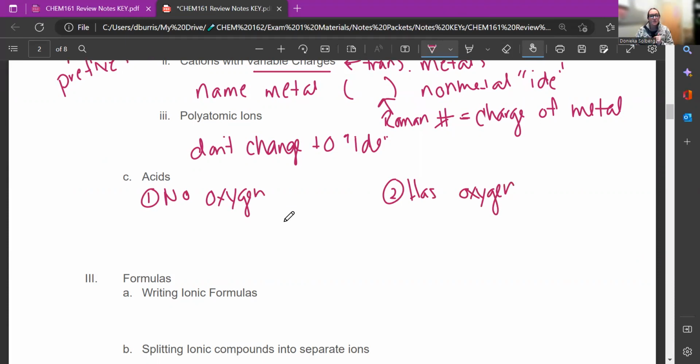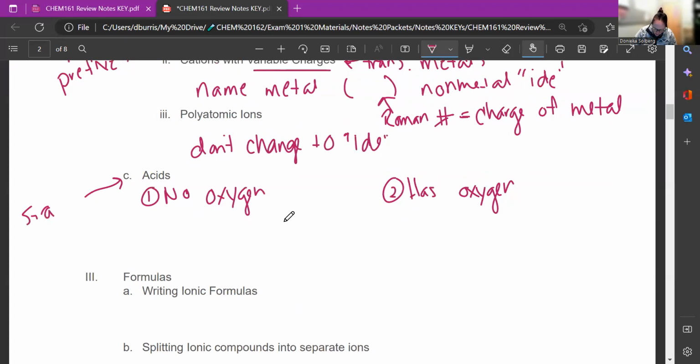Now, how do you identify the 2, or how do you identify something as acid in general? It's going to start with an H, right? They're all going to start with an H. Starts with H or hydrogen. Okay, so if it has no oxygen versus if it has oxygen, they do have 2 different naming schemes.